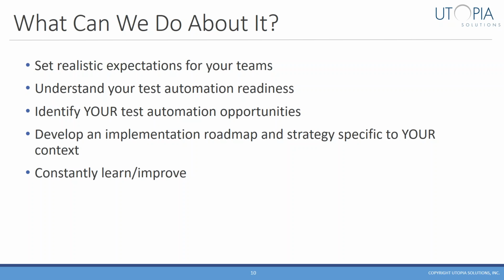Okay, I think we all get it, right? Test automation efforts often fail to produce the desirable results that we are looking for. So what can we as IT leaders do about it? I believe these are the most important things we can do to set our teams up for success. We're going to discuss the importance of setting realistic expectations, understanding how ready our organization is to implement test automation, and identifying test automation opportunities that are specific to your context, your organization. Then developing a strategy and a roadmap that takes into account, again, your specific state of readiness and opportunities. And finally, constantly learning and improving the effort.